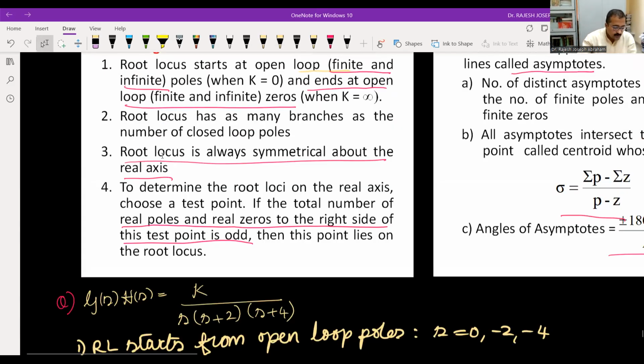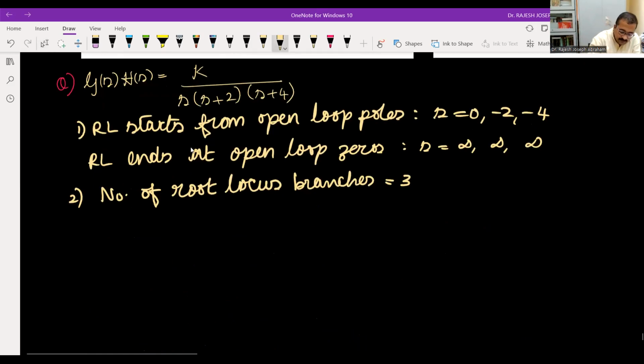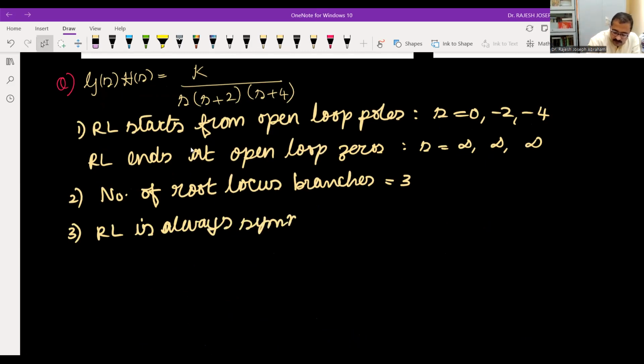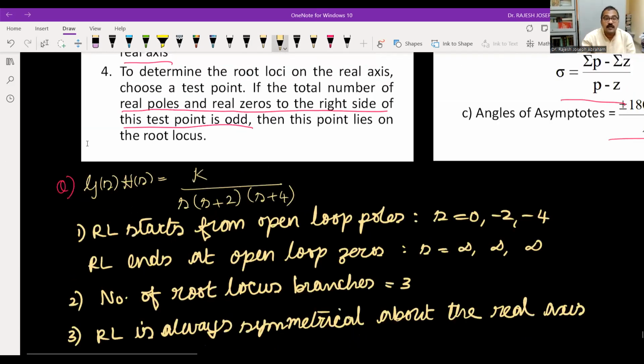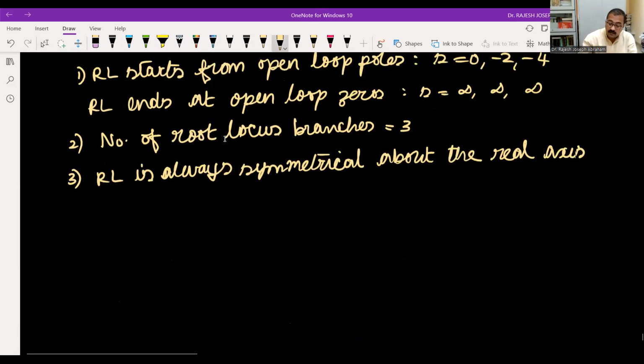Now what next? The root locus is always symmetrical about the real axis. Now what next? We need to find the root locus on the real axis. So, root locus on the real axis.